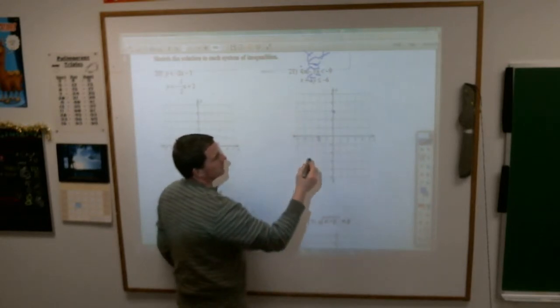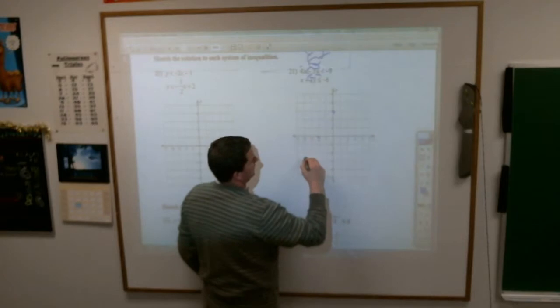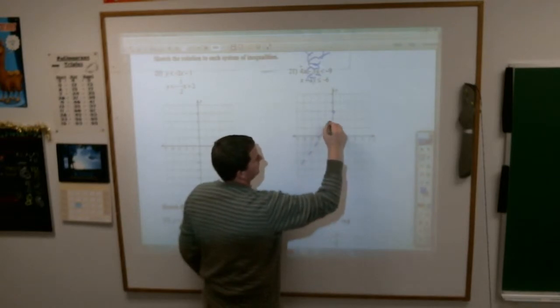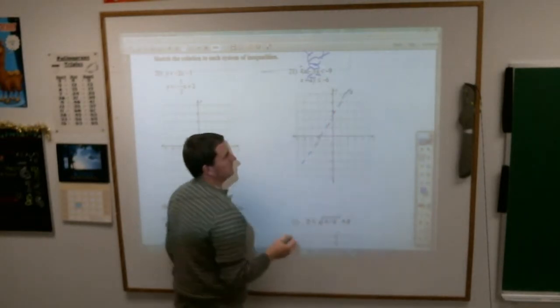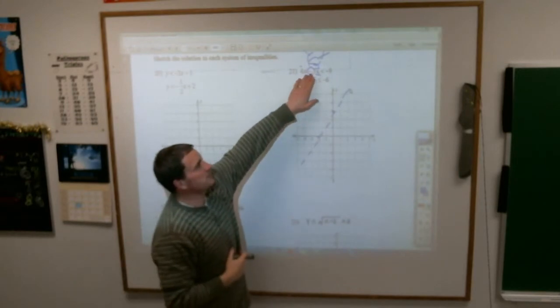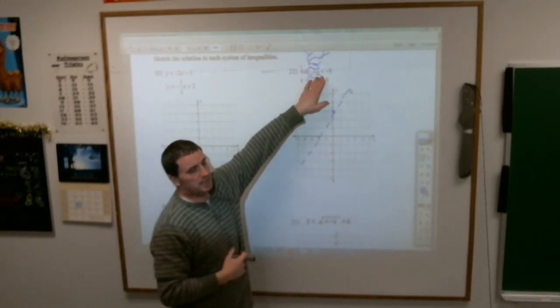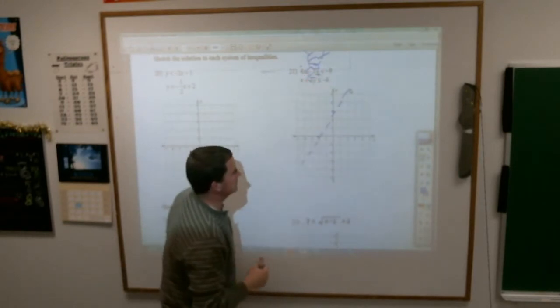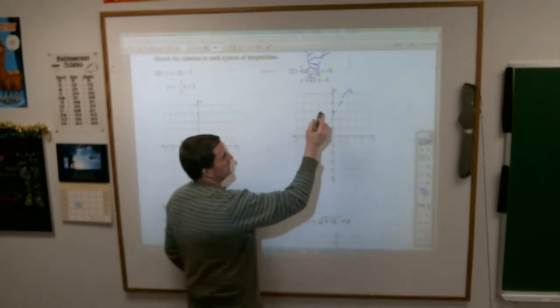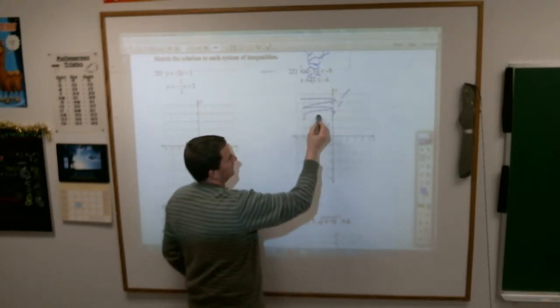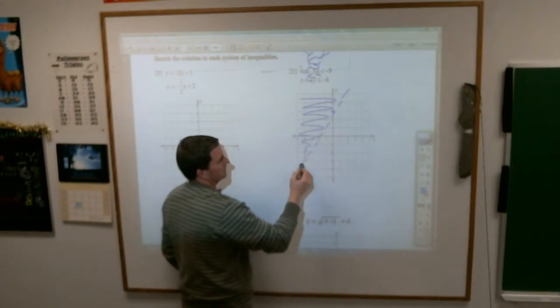It doesn't equal it, so it's going to be a dash line, and I'll just draw the dash line in there. But here's the deal with that. Since this term is negative, it's not on the less than side of the y-axis, it's on the greater than side. So you should shade this side of that axis.